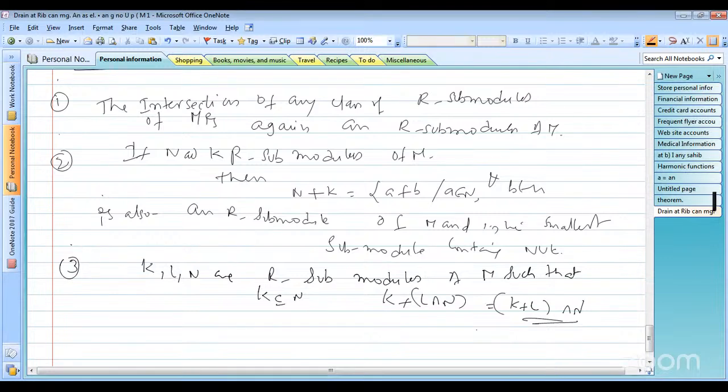So these two conditions we have to prove here. The intersection of any class of R submodules is again an R submodule. M and K are R submodules of Q. So if L and M are R submodules and a subset A of M.